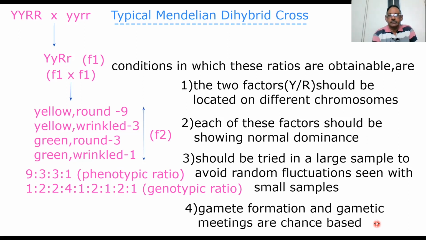Now, let us switch over to some questions on these conditions. What if these conditions are not maintained? What if these conditions are not available? Which means some deviations in Mendel's dihybrid cross ratios. I'll take you to another screen share.